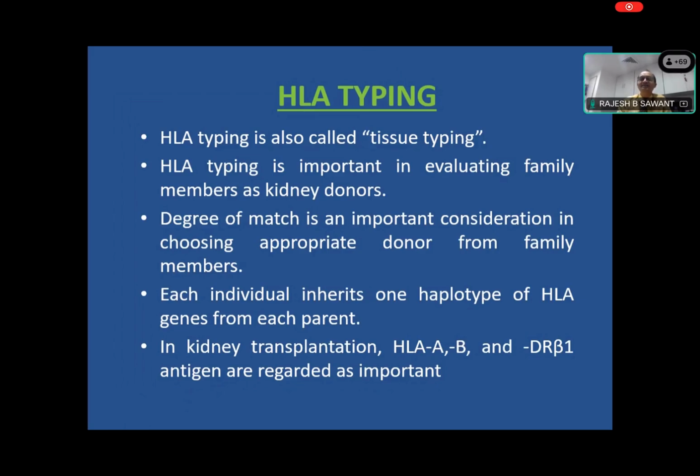As I said, each individual will inherit one haplotype of HLA genes from each parent. So in the renal transplant scenario, which is the most common solid organ transplantation done worldwide today, you look at the HLA-A, HLA-B and the HLA DR. So you do A, B and DR typing. So DR beta 1 antigens, these are regarded as the most important consequential HLA in the renal transplant scenario.